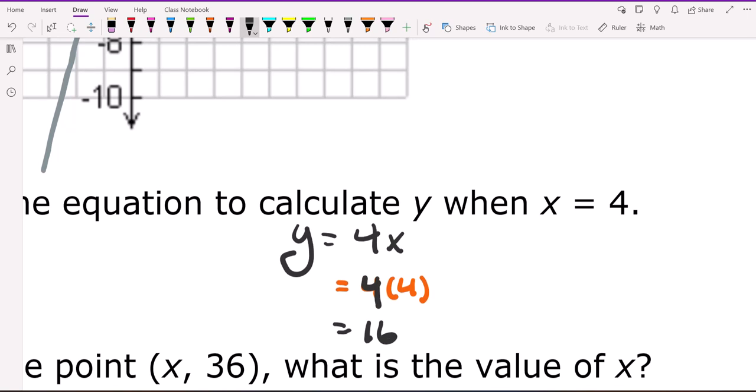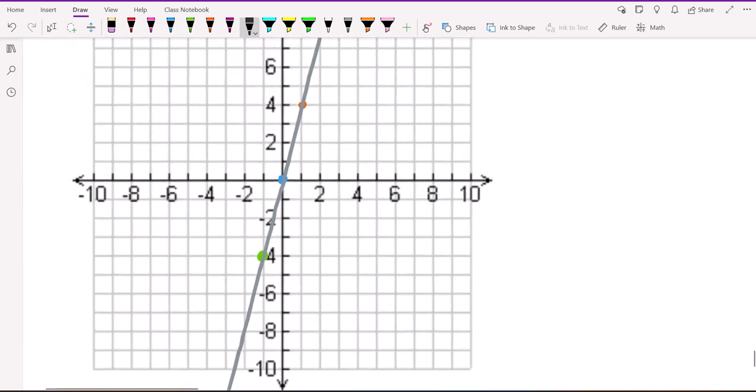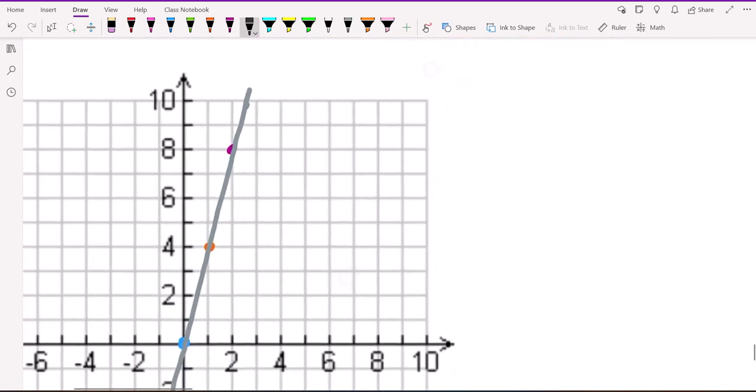The other method is to use the graph, if your graph was big enough. Our graph here is not big enough. What you could do is, if your graph was big enough, look at 4 here, you go up to the line where it hits, and that would be your answer. It just doesn't work out this time. Okay? So if you can use a graph, might as well use a graph.